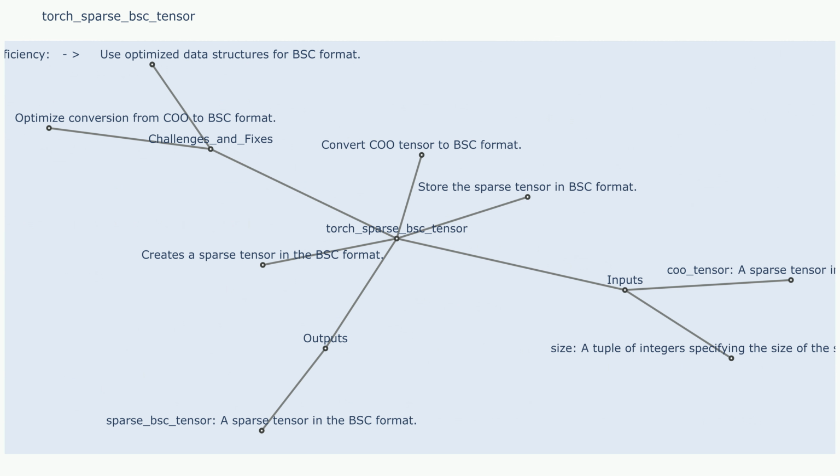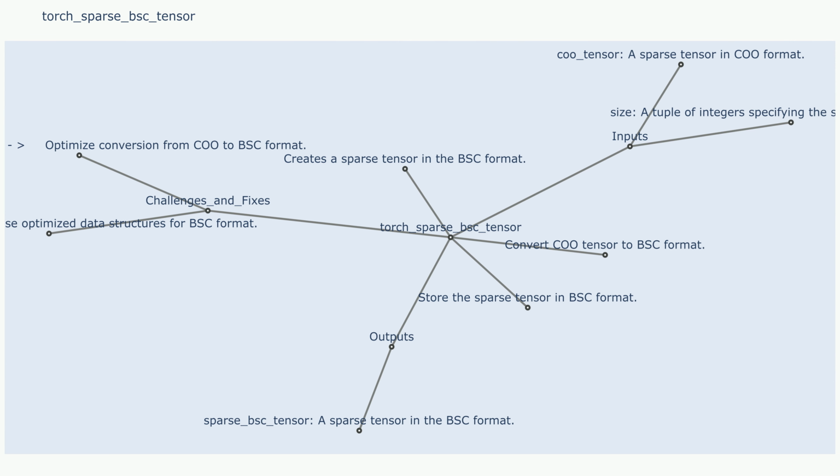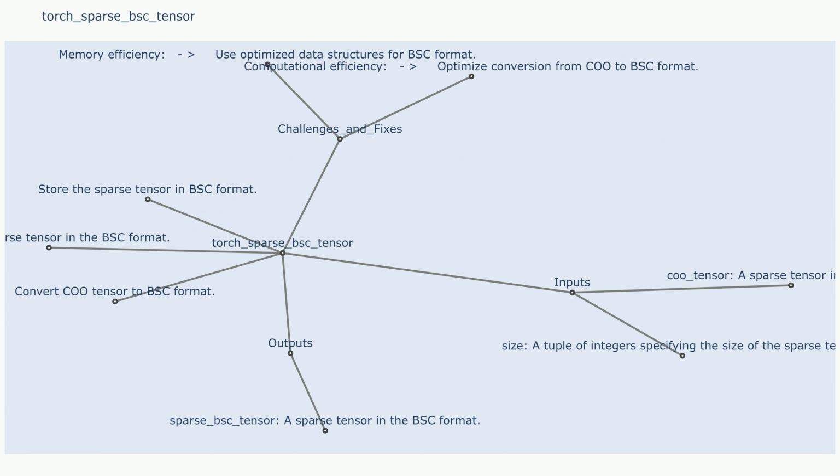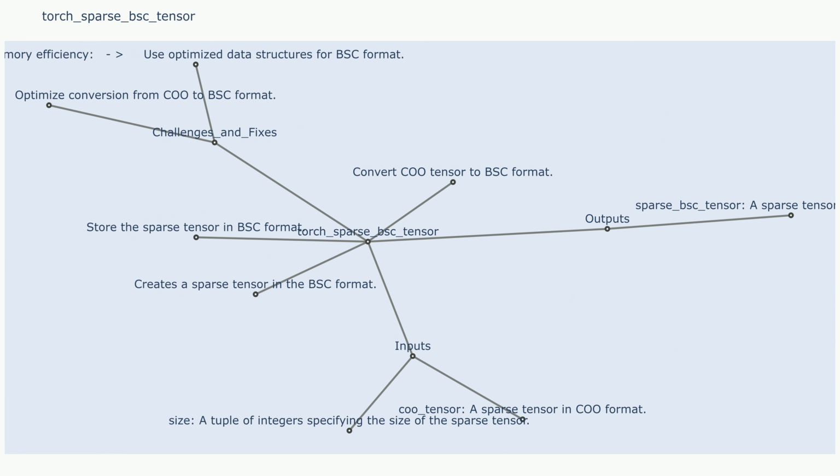Challenge 3. The number of non-zero elements in the values input must be equal to the number of rows in the indices input. Sample use case that resulted in challenge 3. If the number of non-zero elements in the values input does not match the number of rows in the indices input, the function will raise an error. Fixes to challenge 3. Ensure that the number of non-zero elements in the values input is equal to the number of rows in the indices input.